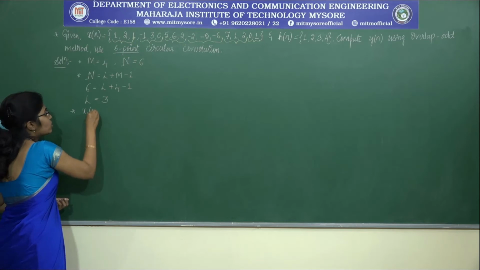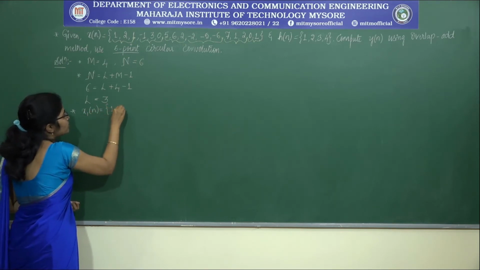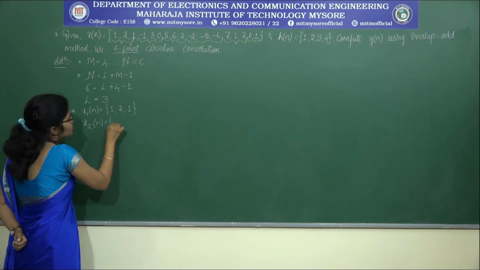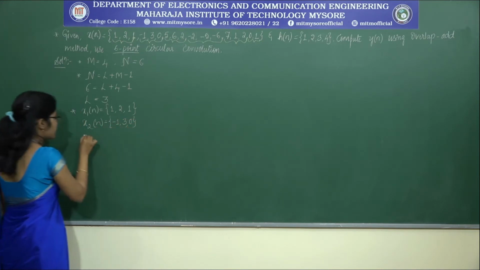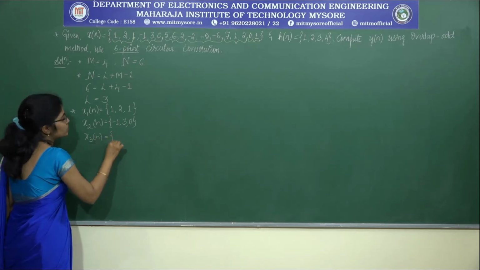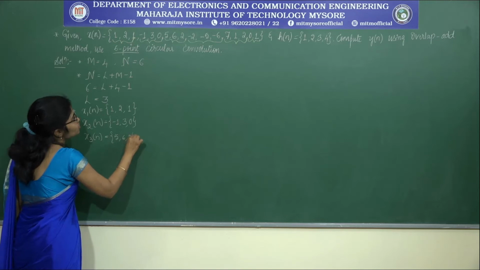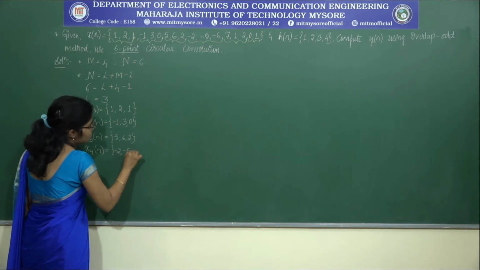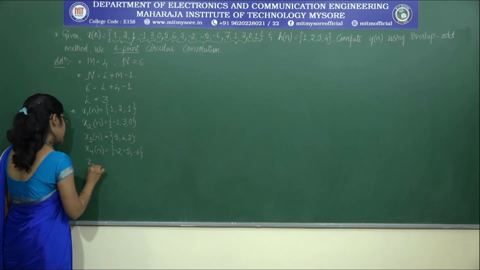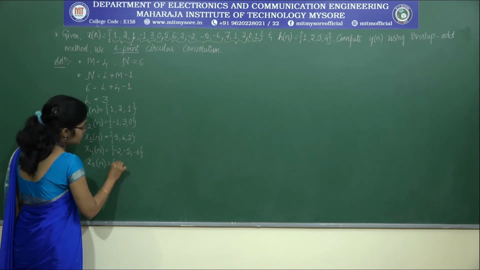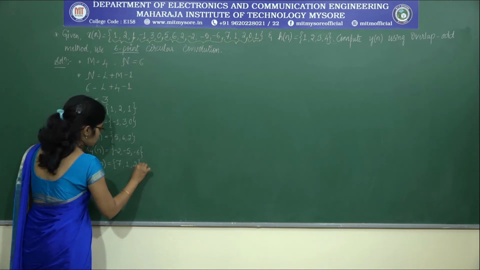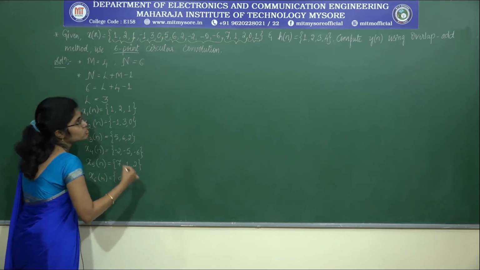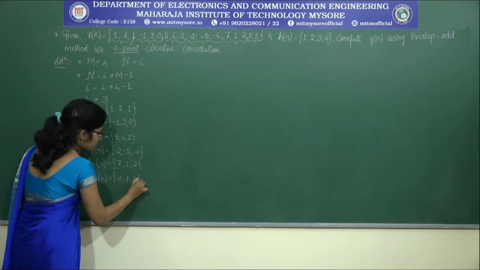x1 of n will be equal to 1, 2, 1. x2 of n will be equal to minus 1, 3, 0. x3 of n will be equal to 5, 6 and 2. x4 of n will be equal to minus 2, minus 5, minus 6. x5 of n is equal to 7, 1 and 2, and finally x6 of n is equal to 0 and 1. There is no one more sample, so instead you can directly add 0.